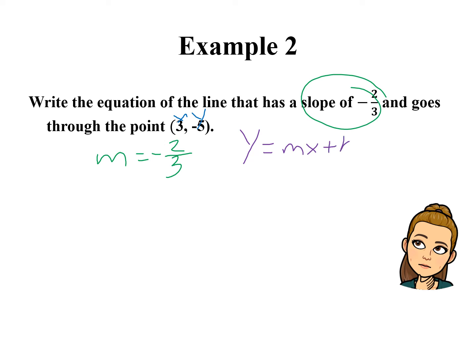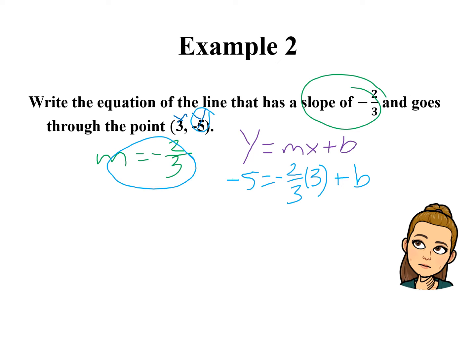And I'm going to plug in the pieces that I know so that I can solve for the missing piece. I have a y value of -5 from my ordered pair here. My m value, my slope, is -2/3. My x value is 3. And my b value is unknown. That's the unknown piece. But now in my equation, I only have one unknown piece, so I can use my order of operations and my equation solving skills to isolate my unknown.